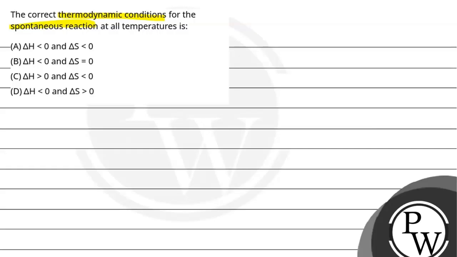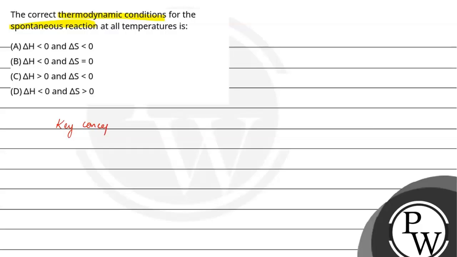Option B says delta H is less than 0 and delta S is equal to 0. Option C says delta H is greater than 0 and delta S is less than 0. Option D says delta H is less than 0 and delta S is greater than 0. First, we'll understand the key concept involved in this question.